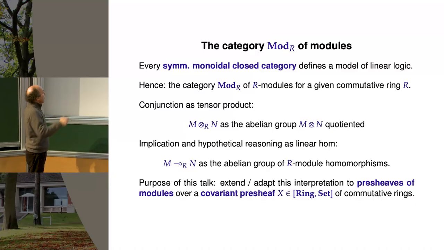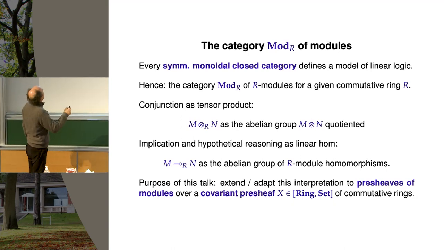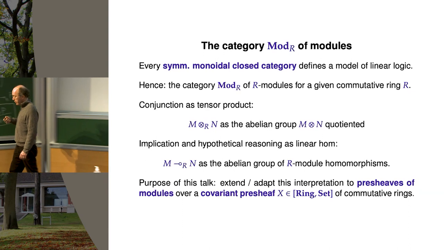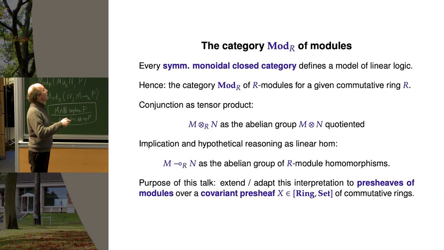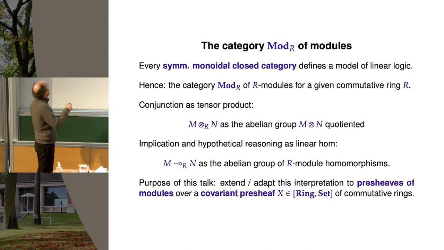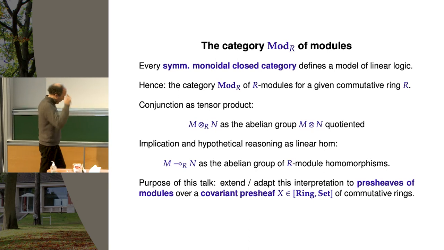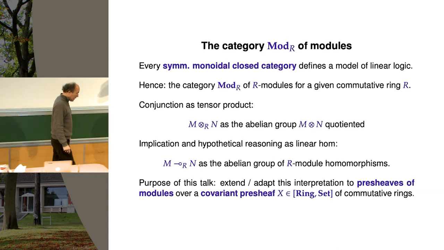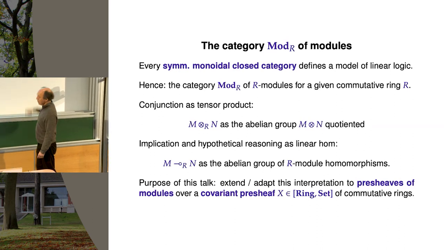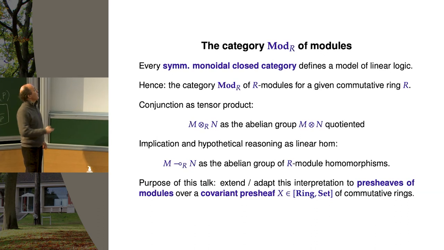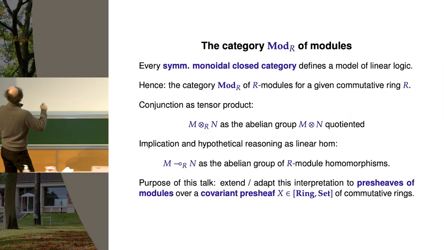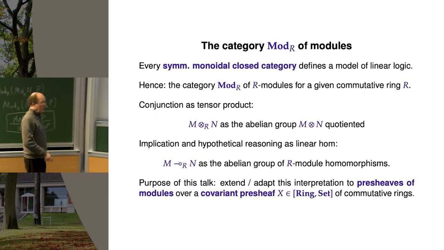And so the purpose of this talk is to extend and adapt this interpretation of formulas of linear logic as R-modules into presheaves of modules over covariant presheaves of commutative rings. Okay, so it's really shifting from this category of modules over one commutative ring to a category of presheaves of modules over a covariant presheaf. So in particular, among covariant presheaves, we have schemes. And what this work shows is that the category of modules, and I don't speak about quasi-coherent modules, I take general modules, will satisfy the laws of this logic. So it will define a symmetric monoidal closed category.